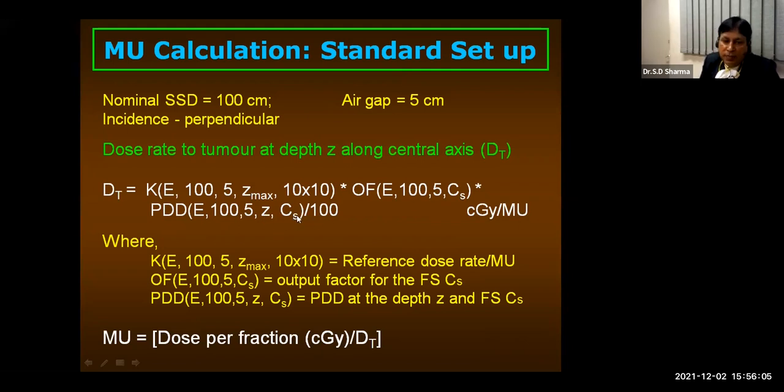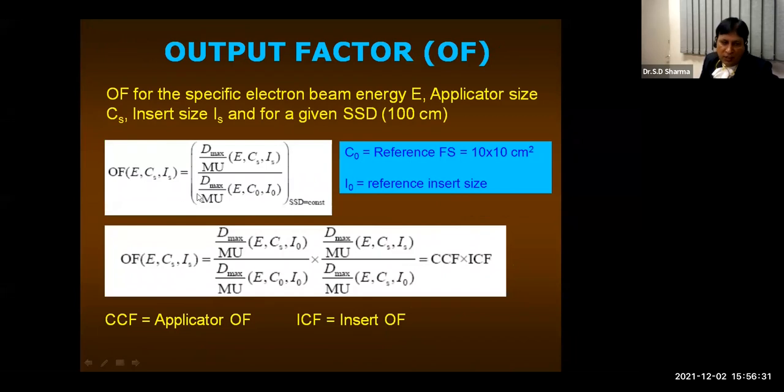If we use this expression, we will be able to find out the tumor dose rate for a given energy of the electron beam and for a given collimator opening. Then we can calculate monitor unit if we know the dose per fraction and the tumor dose rate calculated using this expression. So in case of electrons, it is very easy, but when we are using inserts, then we have to find out the output factor, which is the product of the applicator output factor and the insert output factor. So this is the expression we have to apply in monitor unit calculations.